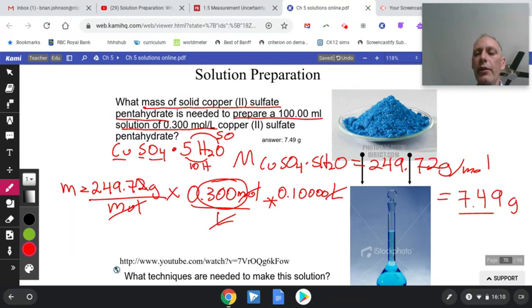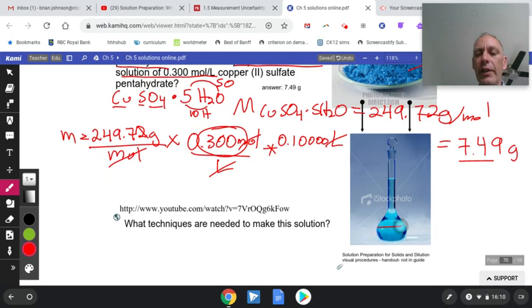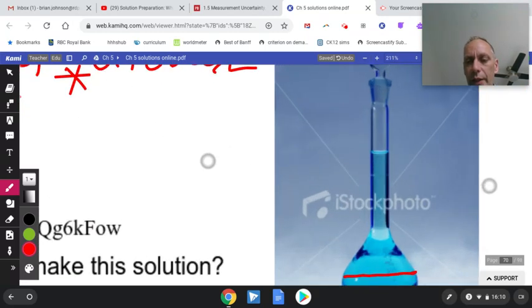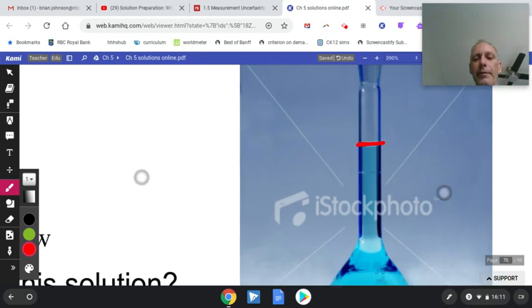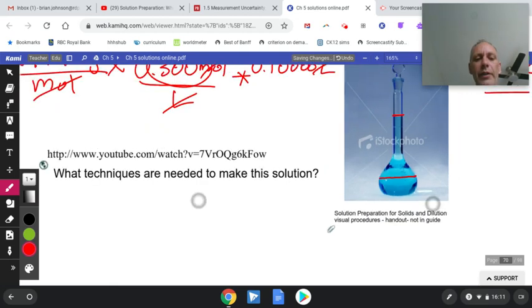Okay, so to build it, you are going to take 7.49 grams that you've weighed out. You are going to add it to this volumetric flask that's half full of water, get it to dissolve, and then bring it up to volume. And there you can see, not easily, the line. Oh, look, there it is. Amazing. Okay, so that's how you would make a standard solution.